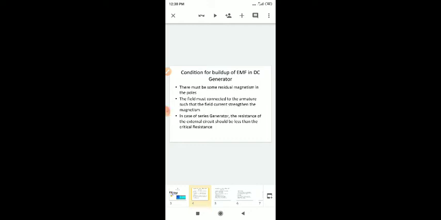There must be some residual magnetism. The field must be strong, then only it will be able to produce residual magnetism. In case of a shunt generator, if excitation is on open circuit, its shunt field resistance should be less than a certain critical value of resistance. In case of a series generator, the resistance of the external circuit should be less than the critical resistance. These are the conditions. Like that, causes are also there.